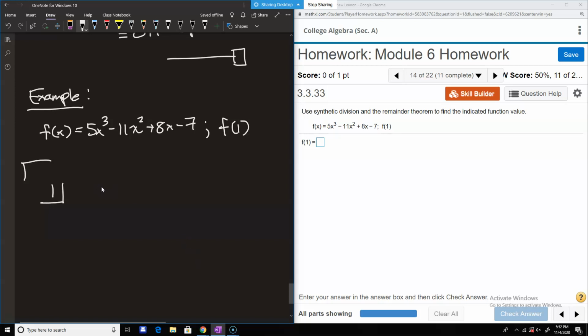So then we write our numbers on top. 5, minus 11, 8, and minus 7. And then we just do the synthetic division. And the answer to this question is just whatever the remainder turns out to be.